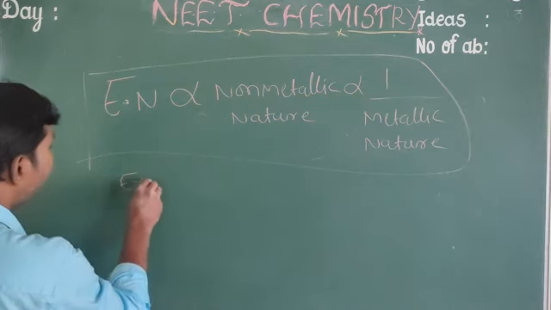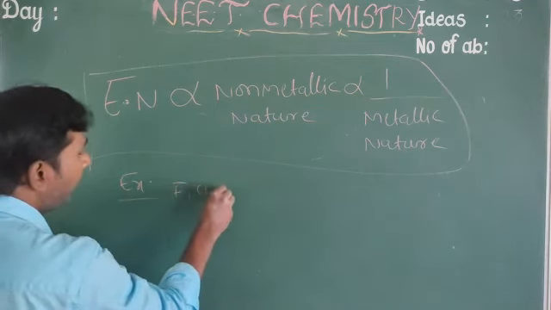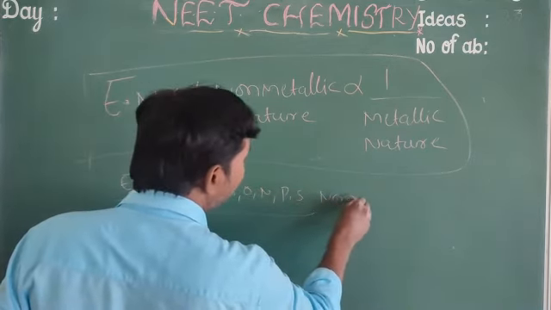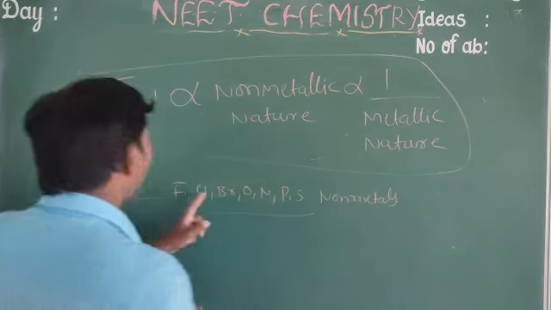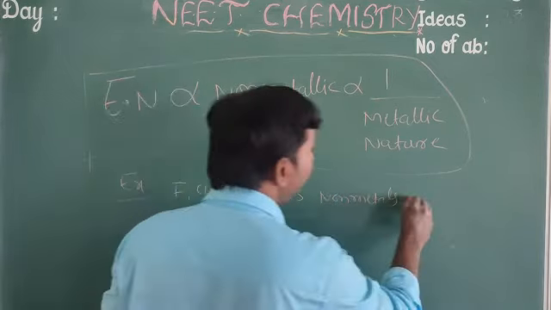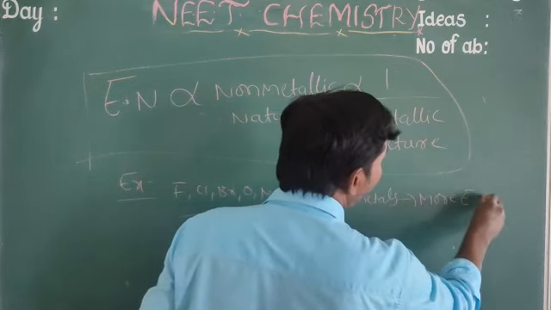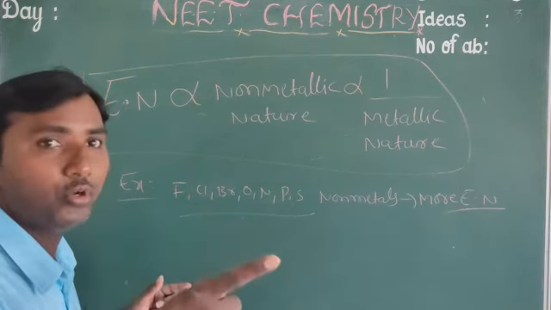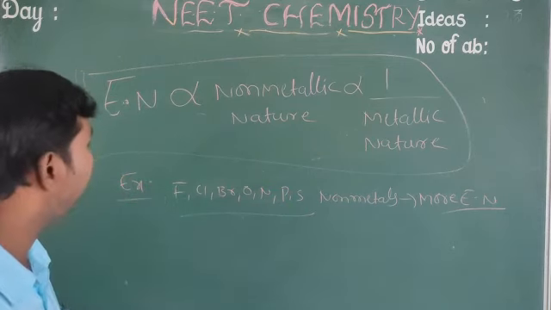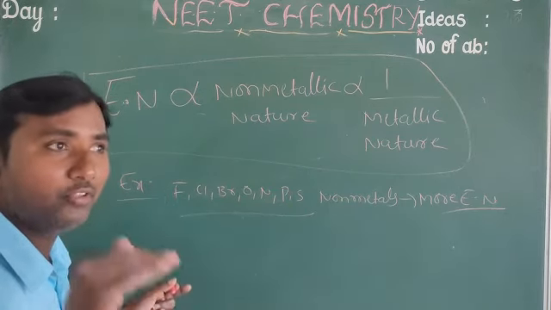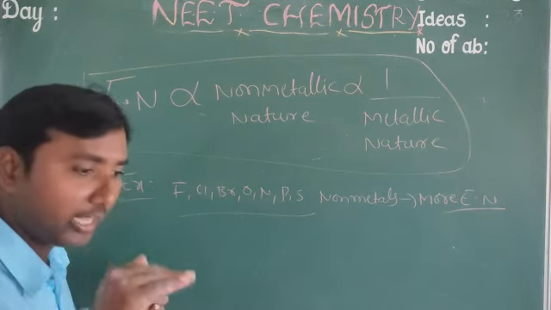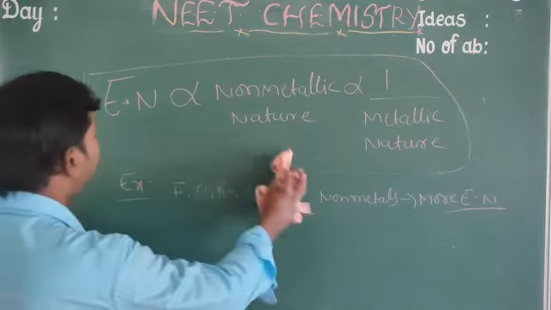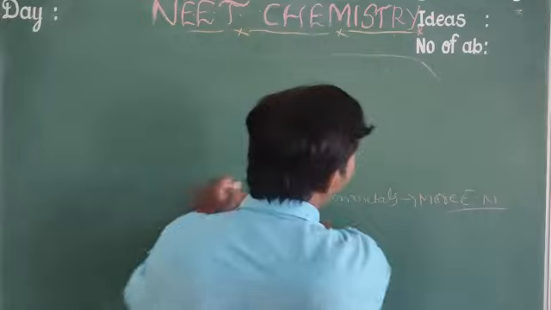For example, fluorine, chlorine, bromine, oxygen, nitrogen, phosphorus, sulfur are non-metals. That's why these have more electronegativity. That's why in periods from left to right, electronegativity increases, because from left to right metallic character decreases and non-metallic character increases. Okay, this is another application of electronegativity.